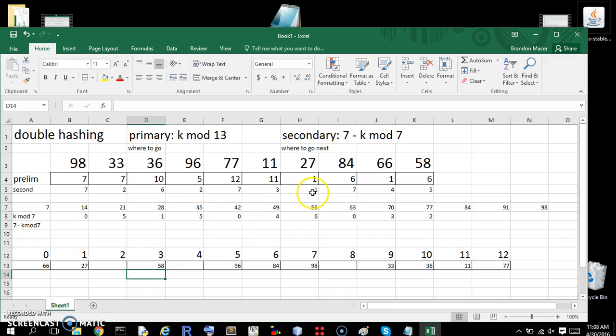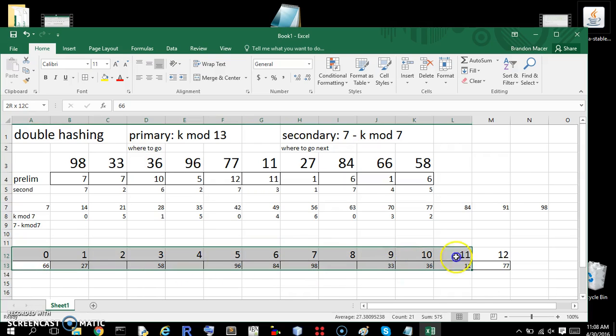And we don't need to get into the details, but 7 and 13 are relatively prime to each other, so their greatest common divisor is 1, which means that you wouldn't end up in a case where it would miss spots. It will always eventually end up going to every spot. But that's a side note. This is the final answer for the double hashing.